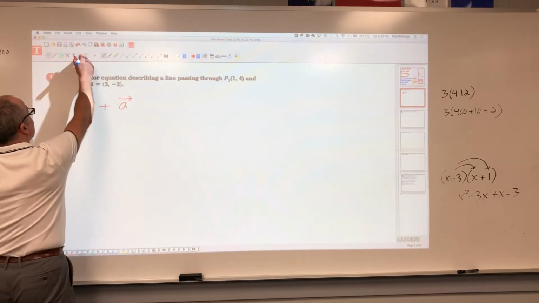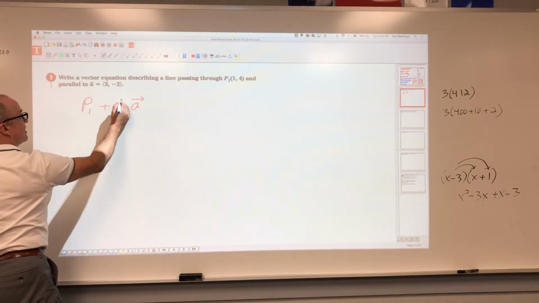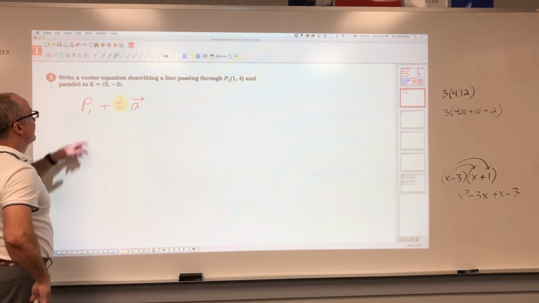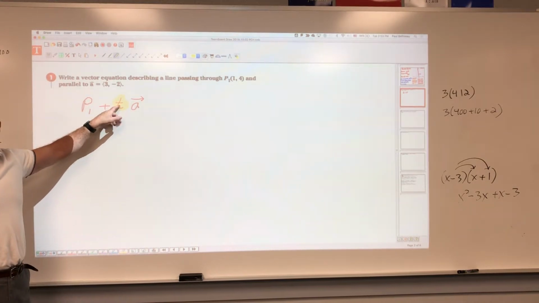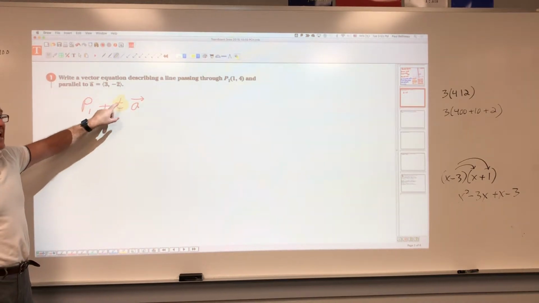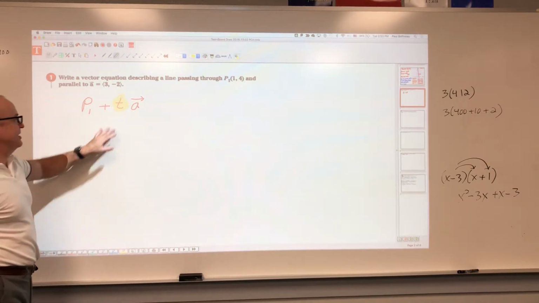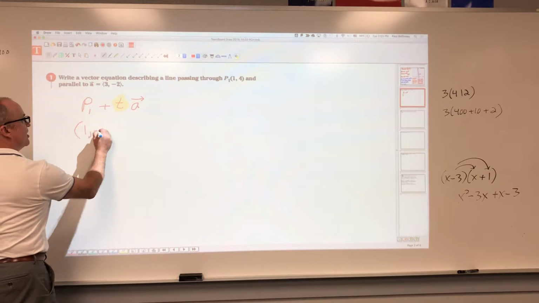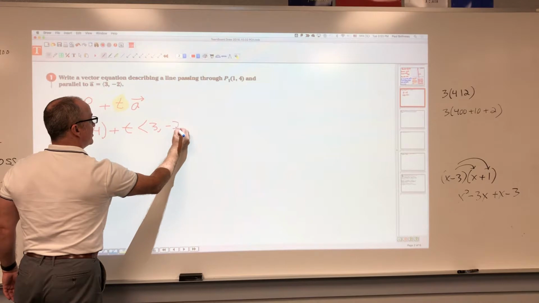It's one way to say we're going to start at this point and add this vector. But we're going to add multiples of this vector, and that's where the parameter t comes in. From this point, we want to be able to follow this vector maybe once, maybe twice, maybe -5 times. That's where this parameter comes in. Does that idea make sense? So if we write this out, we're going to start at 1, 4 plus t times the vector 3, -2.